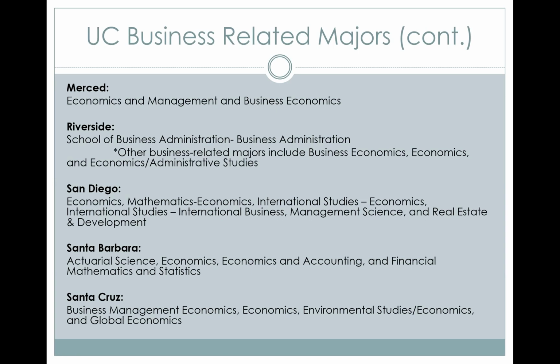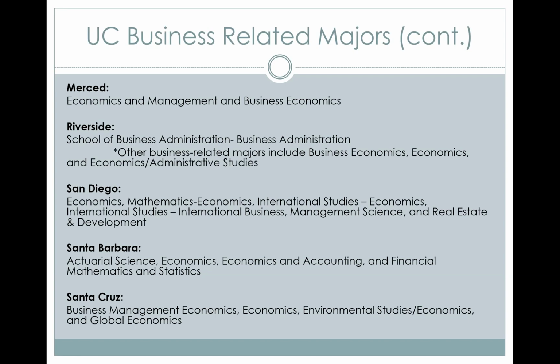Moving right along, San Diego has econ, math econ, international studies and econ. As I said, their standard business major, they did what's called sunsetting it a couple of years ago. It was an operations research type thing, but there's enough that's come back in there where you can still do relevant business related stuff at San Diego. Santa Barbara, you got a lot of the mathy stuff, actuarial science, econ and accounting, financial math and stats. In Santa Cruz, you've got some business things that tend to be related to international type stuff. Global econ, I think they've got an international econ as well.